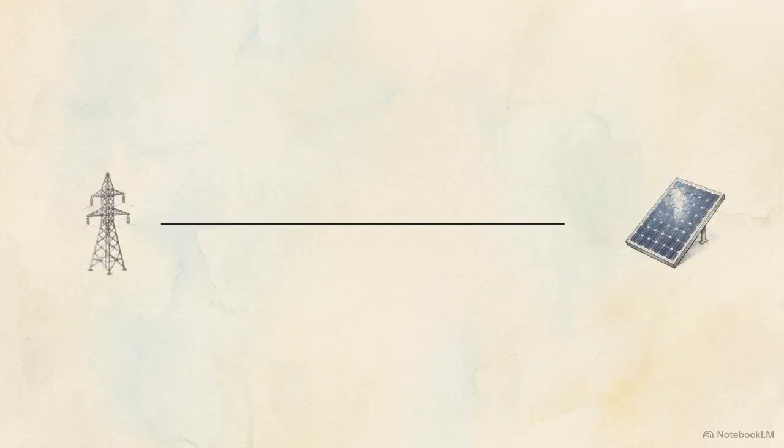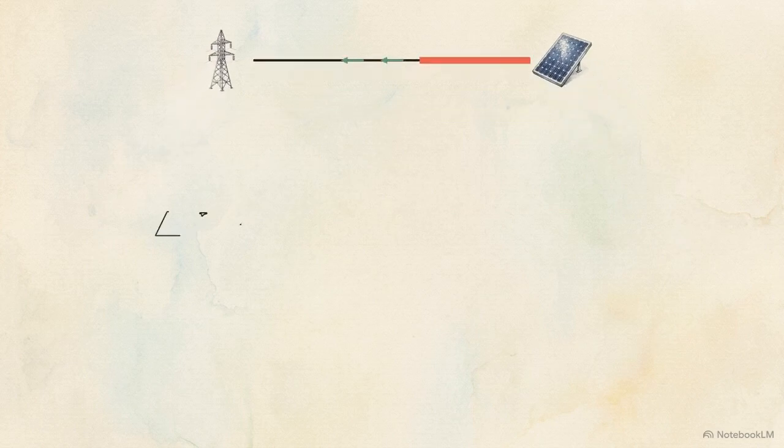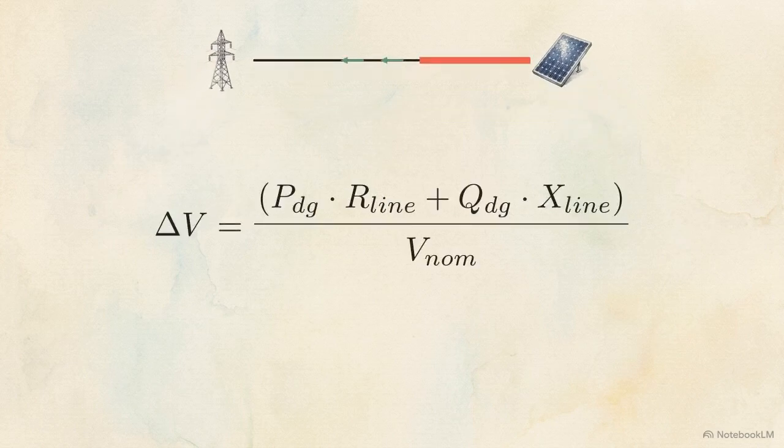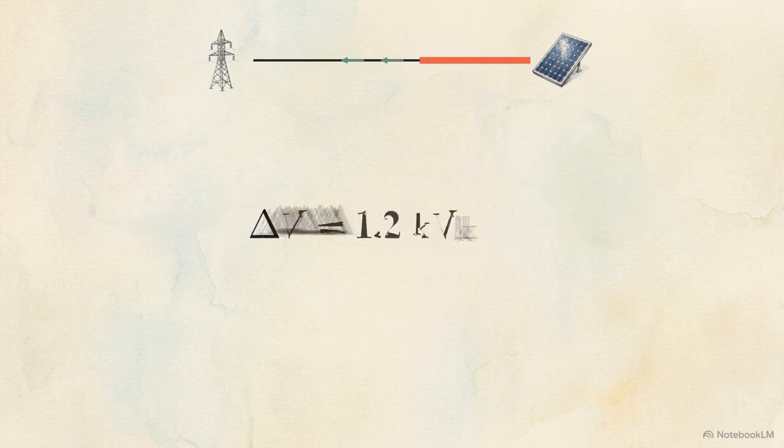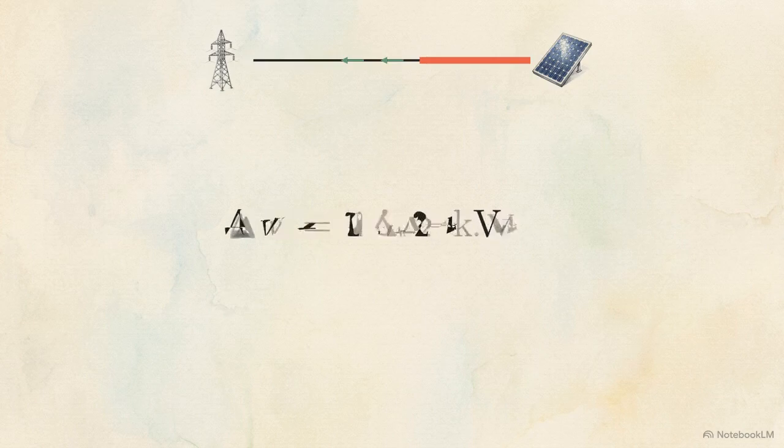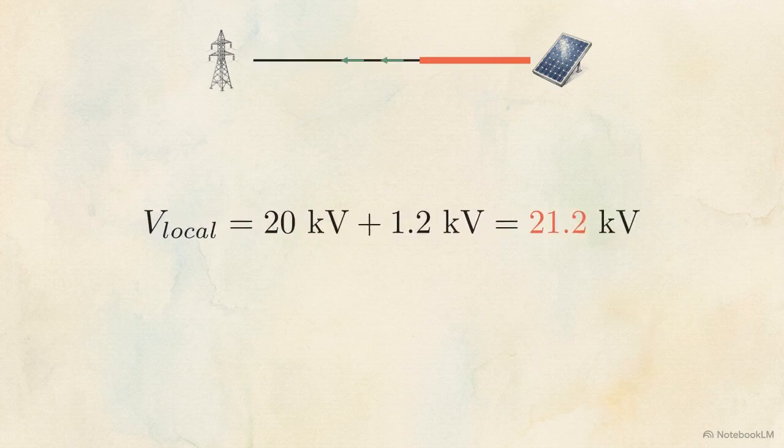By injecting large amounts of active and reactive power into the resistance of the cables, the generator forces energy upstream. This localized pressure stacks up, forcing the voltage to rise. We can estimate this change in voltage, delta V, using the line's resistance and reactance. This equation shows how the injected active power, P, and reactive power, Q, directly drive the voltage rise. If we run the numbers for a 1 megawatt injection on a standard line, the local voltage is pushed from its baseline of 20 kilovolts up to 21.2 kilovolts.